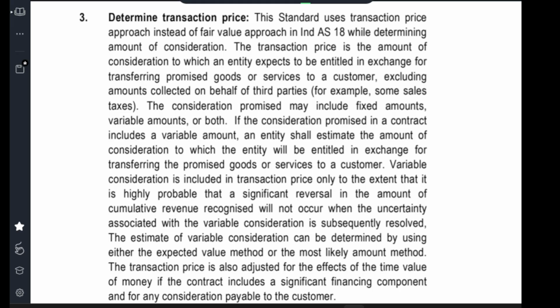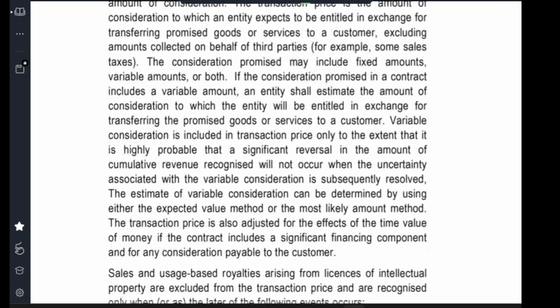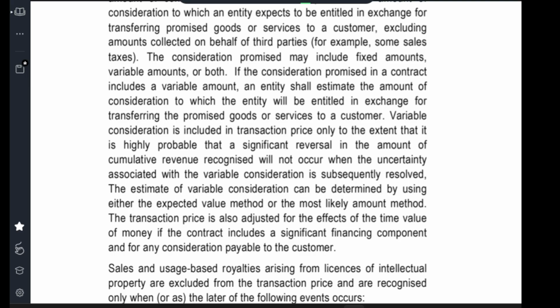That is the thing. The consideration promised includes a fixed amount, a variable amount, or both. If the consideration promised in the contract includes a variable amount, the entity shall estimate the amount of consideration to which the entity will be entitled in exchange for transferring promised goods or promised services to the customer. So if it is a fixed value, no issue, but if it is a variable value, the computation will be there. The contract will be taken into consideration. The proportion of the contract will be taken, everything will be put into the field and there we find the value.